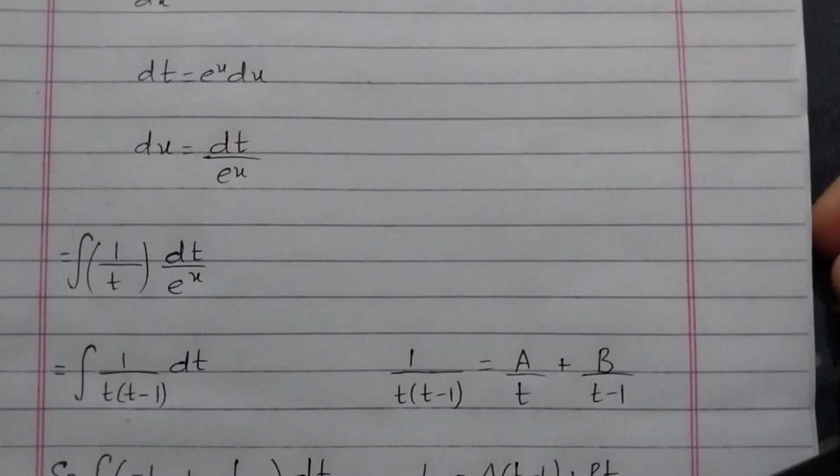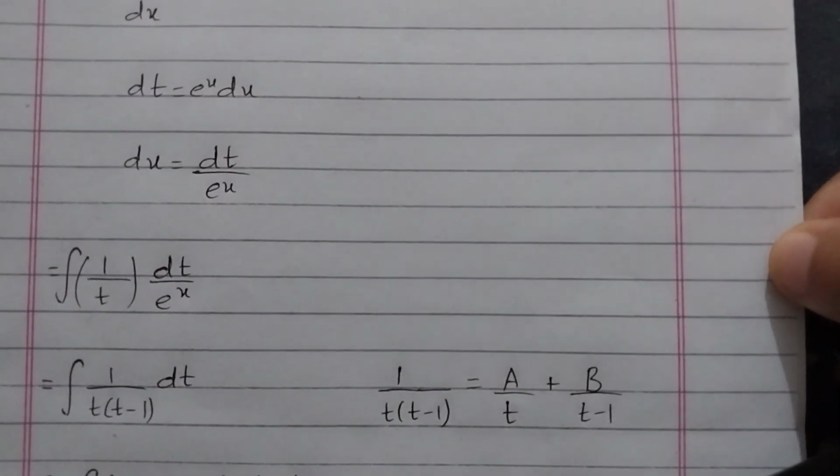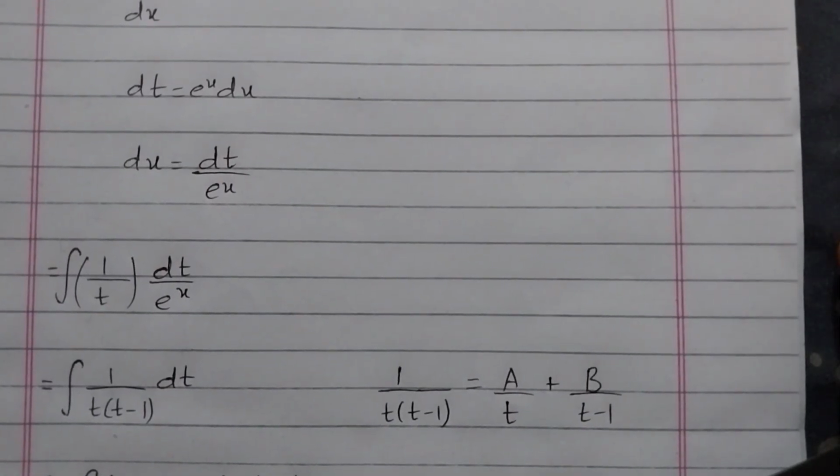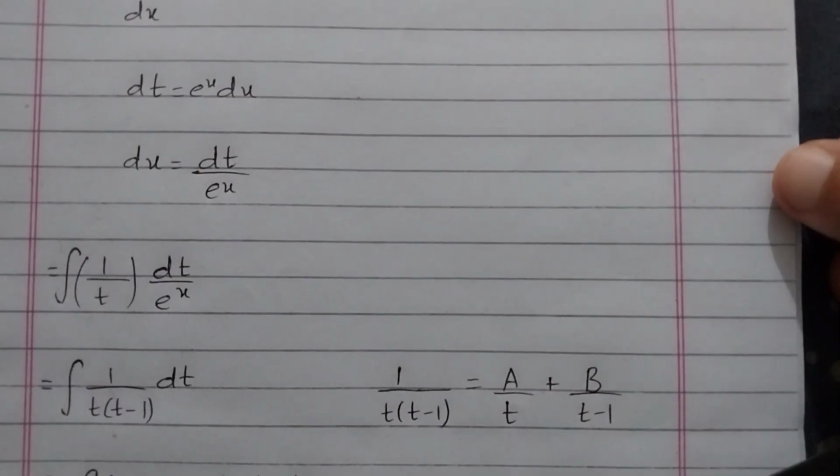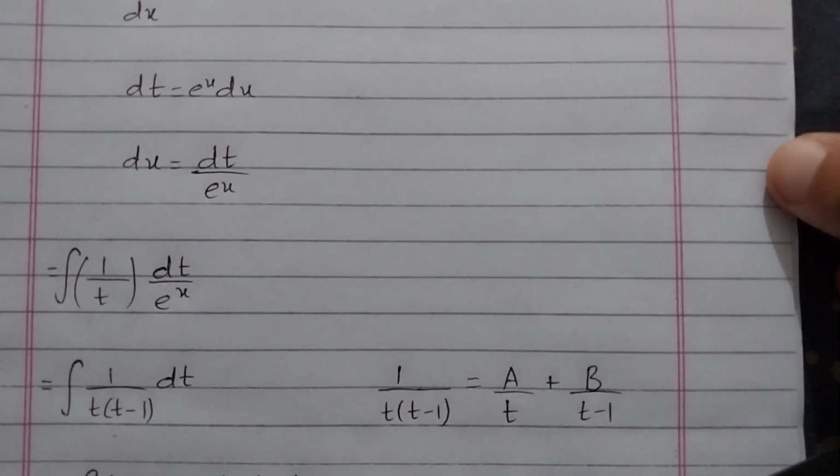When we have two linear factors, we can write 1 over t times t minus 1 as a over t plus b over t minus 1. So we basically split the linear factors. We wrote t and t minus 1 as the denominators of these two fractions. But in order for us to write this expression equal to the sum of these two fractions, we need to find a and b. And for that we will use this equation: 1 over t times t minus 1 is equal to a over t plus b over t minus 1.